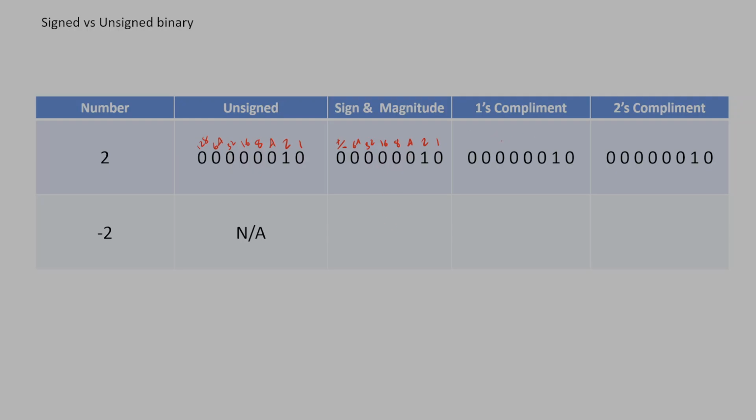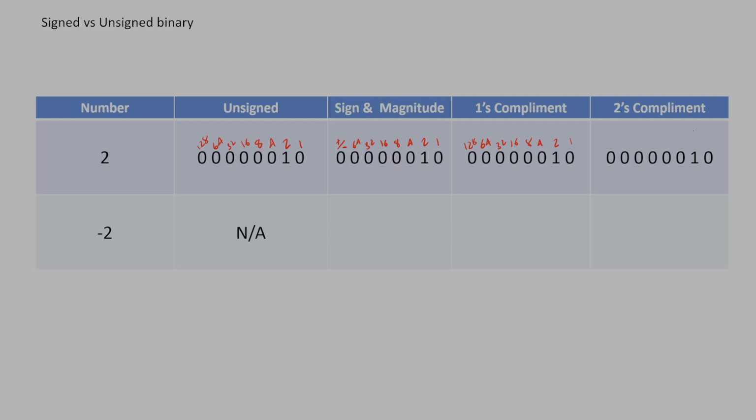In 1's complement, it's exactly the same as being unsigned. So we still have 1, 2, 4, 8, 16, 32, 64, 128. So it appears as a positive number that this is just the same as unsigned. We'll see what happens when we negate this to turn it into -2.